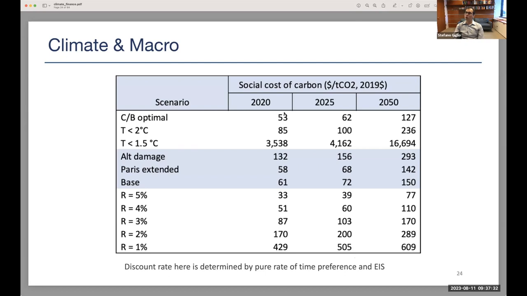By today's views, that's considered a pretty low number, okay? By the way, that's also the carbon tax you wanna put, right? If there's no internalization of this cost of pollution, then you wanna put the carbon tax equal to the marginal cost that you're imposing on society, which is exactly the social cost of carbon.